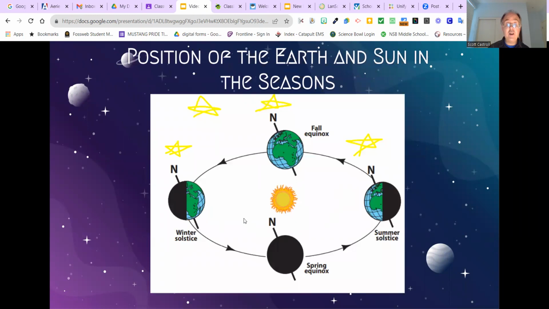So you can see here that in the summer solstice, right here, it looks like more of the northern hemisphere is lit up than the southern hemisphere. That is because it's tilting just a little bit to the north. And the winter solstice is the exact opposite. Now it looks like more of the southern hemisphere is tilted to the sun than the northern hemisphere.